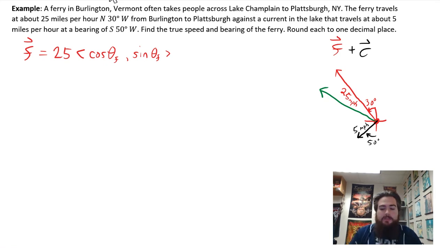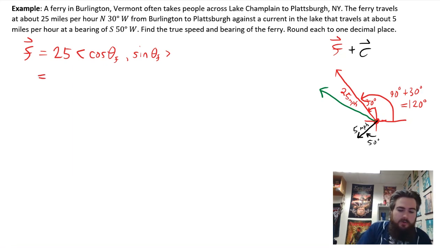If I want to find the standard position angle measure for F, I need to consider that to be from the positive x-axis, the counterclockwise rotation. Meaning that we are rotating 90 degrees through quadrant 1, plus an additional 30 degrees through quadrant 2 in order to end up at the vector for F. So overall, this is 120 degrees as a standard position angle measure. So F would be, if I combine this all together, 25 cosine of 120 degrees and 25 sine of 120 degrees.